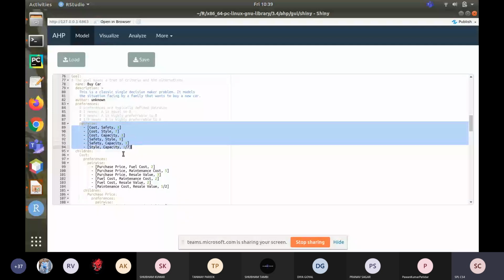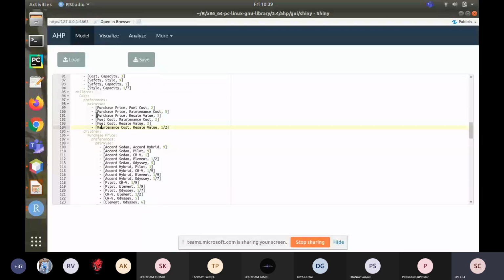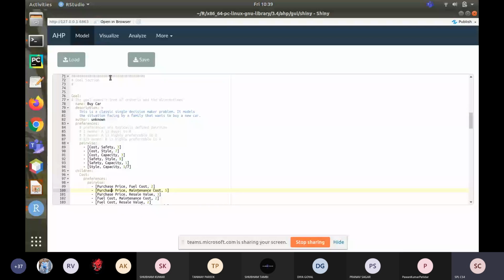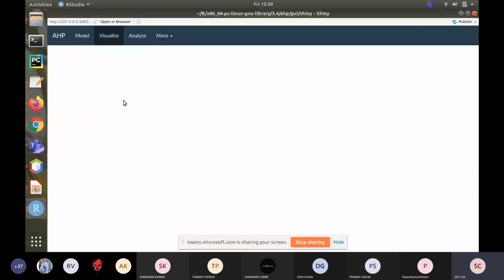And then if there are some sub criteria, I have to mention them as well. Like purchase cost is two times more important than the fuel cost, because that's a big lump sum amount. And similarly, its comparison with the rest. And all those criteria are mentioned in a pairwise fashion. And using this simple library, we could actually visualize the problem and later on analyze it.